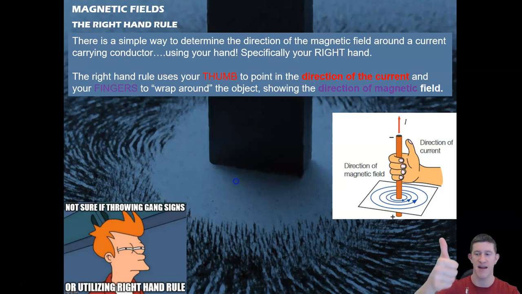So if we have our current-carrying conductor pointing up, and we wrap our fingers around it, the rotation and curl of our fingers is actually giving us the direction of the magnetic field. And this is the right-hand rule. This is one version of the right-hand rule. Sometimes this is called the right-hand curl rule, because our fingers are curling around the conductor, but it is another version of the right-hand rule.